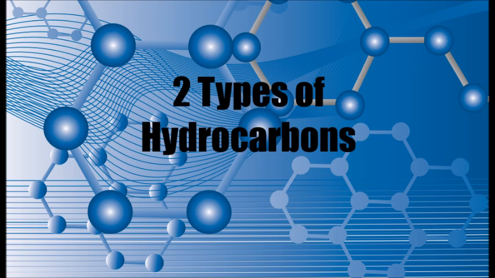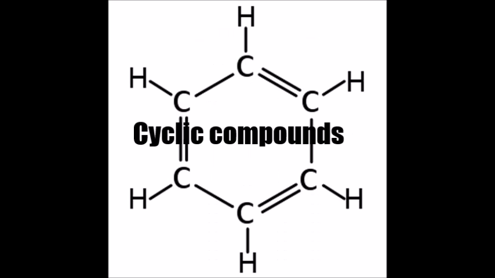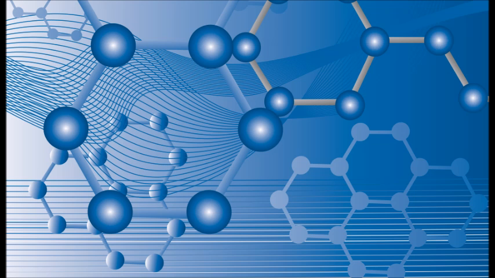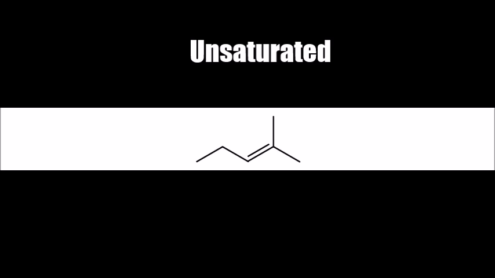There are two types of hydrocarbons. Aliphatic compounds are known as open-chain compounds, while cyclic compounds are known as closed-chain compounds. Aliphatic compounds have two types, which are saturated and unsaturated. Saturated compounds are known as alkanes or paraffins, while unsaturated compounds are known as alkenes or olefins.